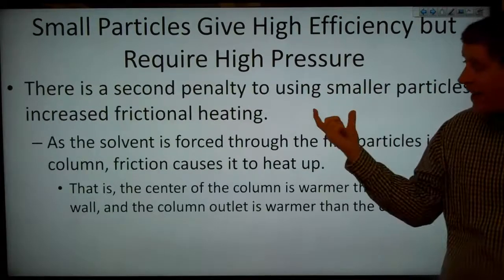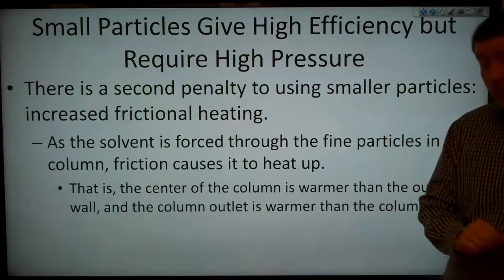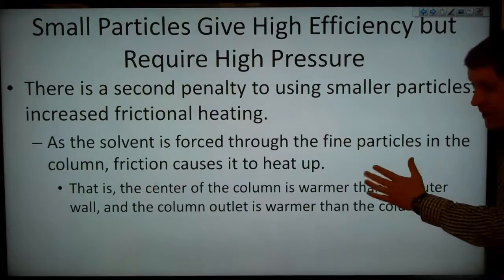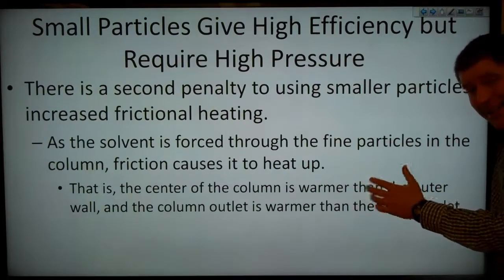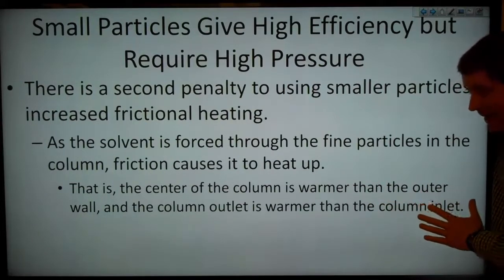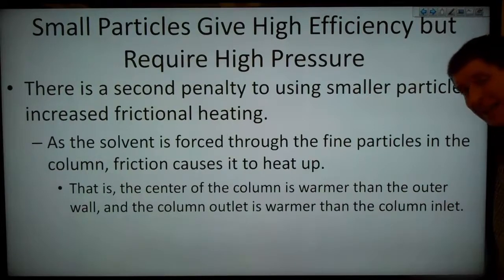Now, there is a second penalty to using smaller particles, and that is increased frictional heating. As the solvent is forced through those fine particles in the column, the friction causes it to heat up. That is, the center of the column is warmer than the outer wall, and the column outlet is going to be warmer than the column inlet.